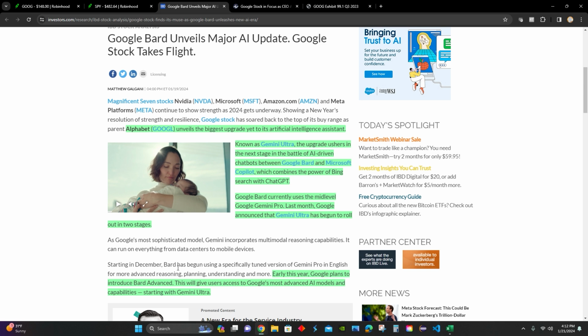Early this year, Google plans to introduce Bard Advanced. This will give users access to Google's most advanced AI models and capabilities, starting with Gemini Ultra. So they're trying to invest in AI so that they can keep up with the advancements in AI made by Microsoft, so that they can actually continue to stay at the top of the search engine market.